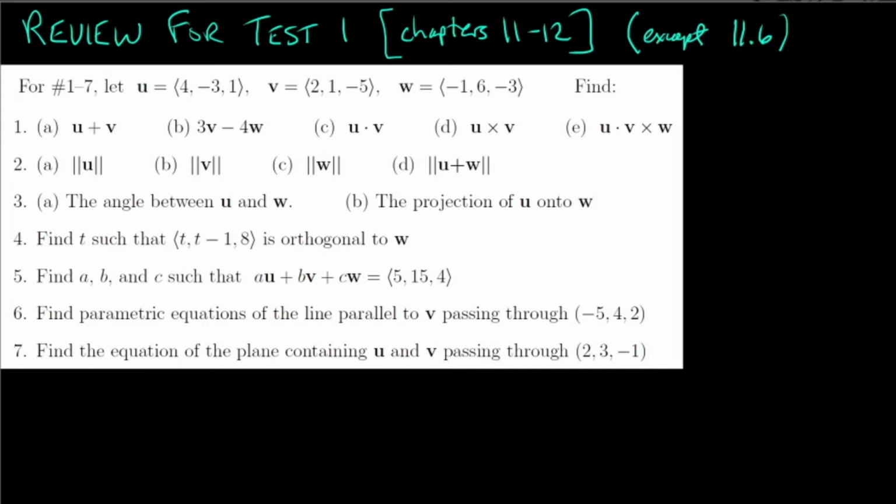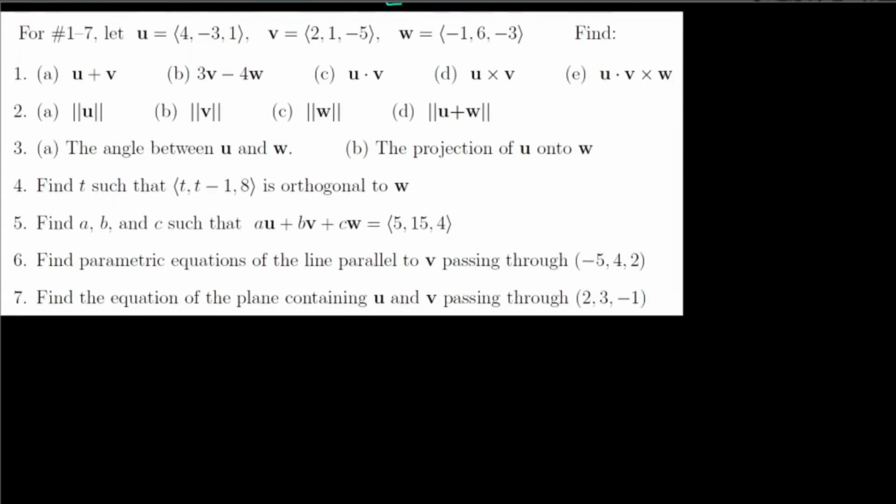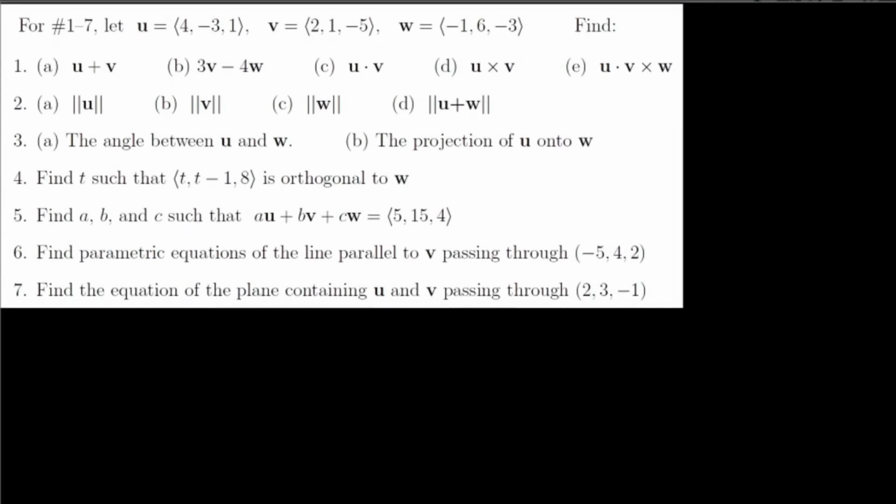Okay, so the first 7 problems here are mostly computational. These are sort of the basics of the basics. These should be very simple. I'm not going to do a lot of these, but I'll do a few just to make sure that you really do have the basics down. For example, the 3 vectors u, v, and w are given in their component form. For number 1a, just add u plus v. I think you can handle that. So I'll do b, 3v minus 4w.